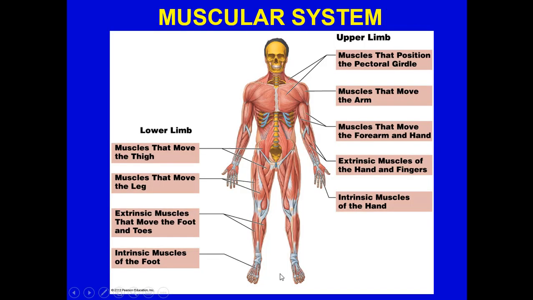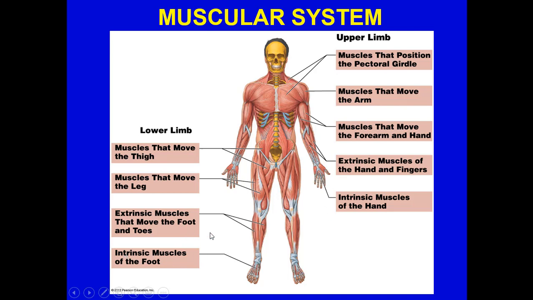So let's get moving. Here's my upper limb. Here's my lower limb. Okay? Keep in mind something, that some of the muscles here are much more massive because, in part, it's not just moving this limb, but it's also supporting weight and structure at the same time. These don't have to do that. All right? So we're going to have the muscles that support the pectoral girdle, muscles that move the arm, muscles that move the forearm and hand, extrinsic muscles of the hand and fingers, intrinsic muscles of the hand and fingers.